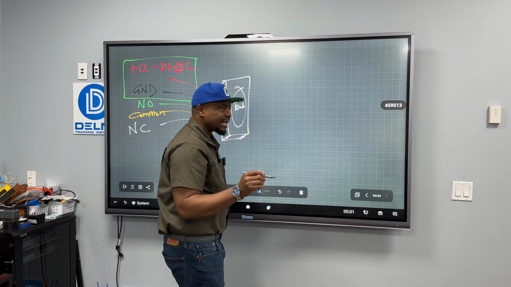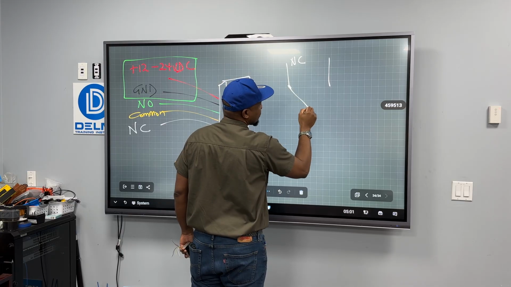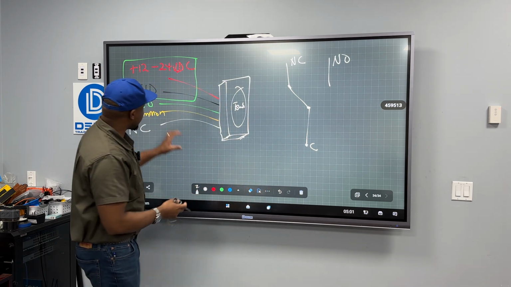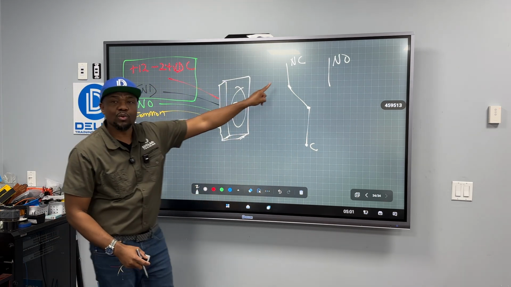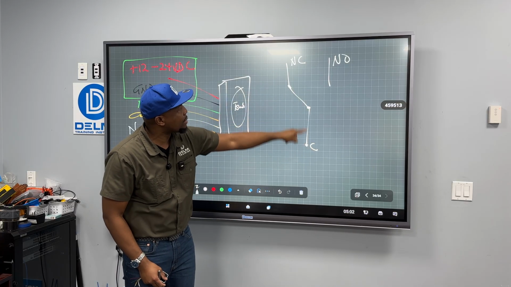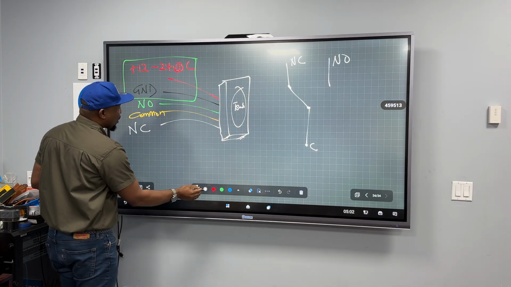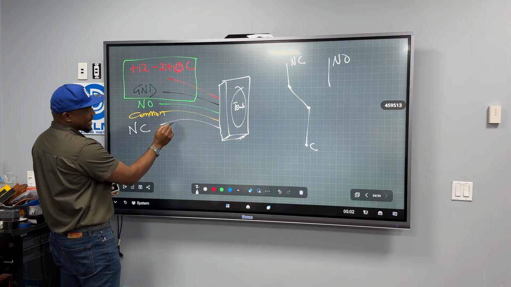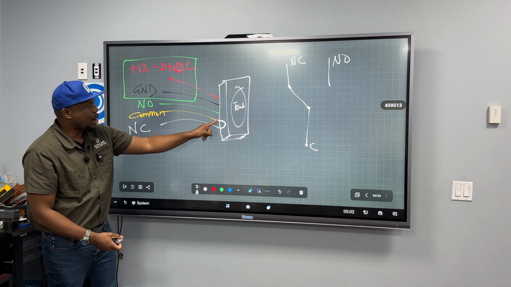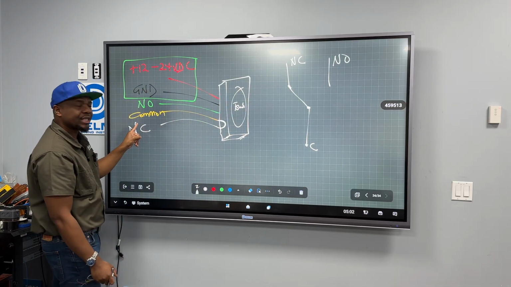From yesterday's lessons and today's lessons, we learned this: normally closed, common, and this is normally open. In these 3 terminals, look at the common. There's a direct connection between the common and the normally closed. So inside it is like this. These 2 are always touching, just like from here, they're touching. That is what happens here.